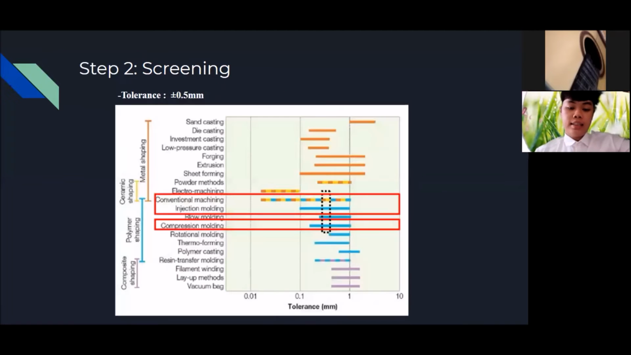For the next slide, the last part of the screening is the tolerance. Conventional machining, injection molding, and compression molding are within 0.5 millimeters. Thus, 3 types of process fulfill the requirement from the constraint set, which is plus minus 0.5 millimeter. Now I pass to Dong Kang Chun.